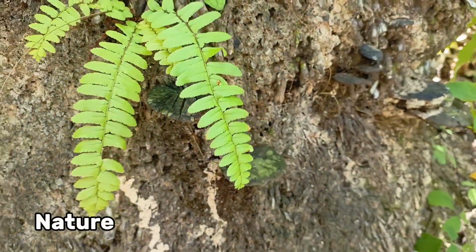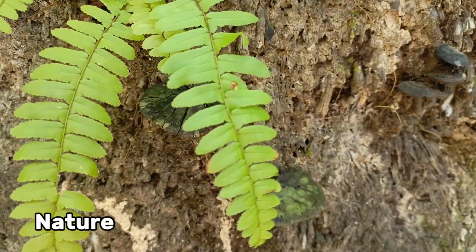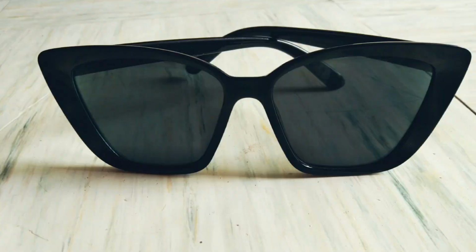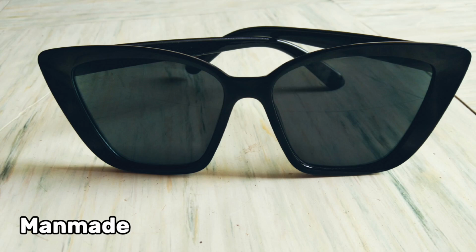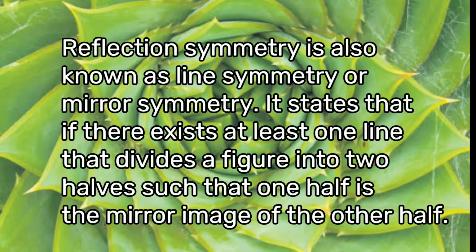In nature, ferns show reflection symmetry because if you draw a line down the center, each side looks like a mirror image. In man-made objects, sunglasses have reflection symmetry because the lenses are mirrored on both sides.